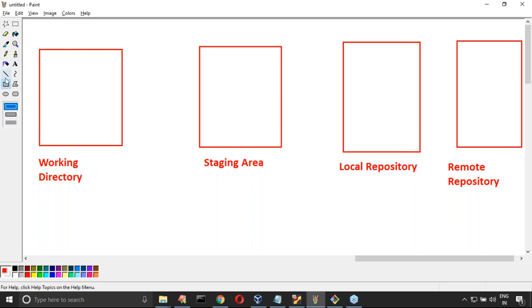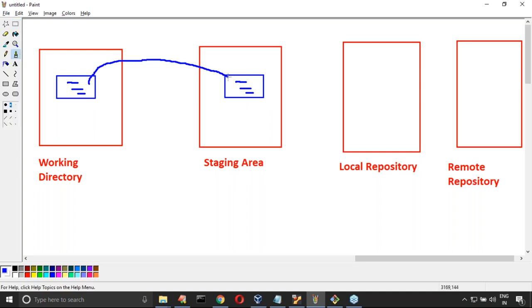First, where should a new file be created? In the working directory. Now I created a new file and added some code. If I want to commit this, I have to add it to the staging area. Correct or not? Can you please confirm? I require adding it to the staging area, and then I have to commit it to the local repository.